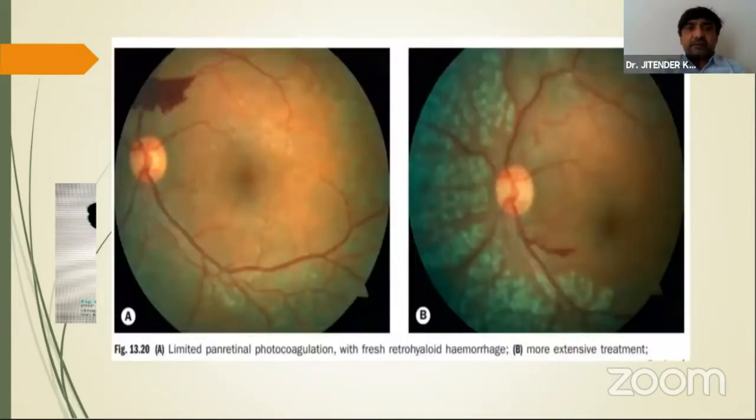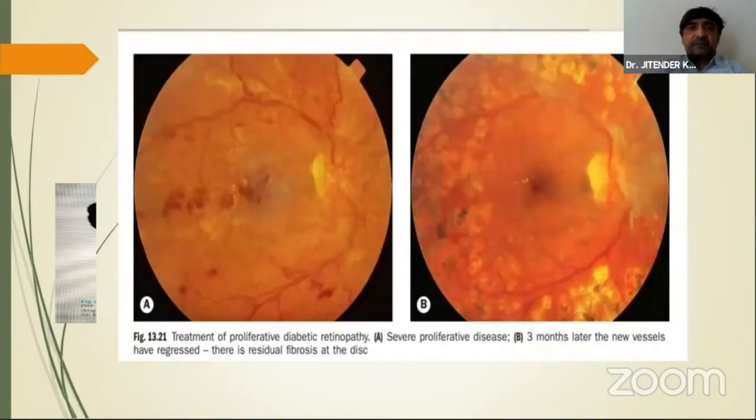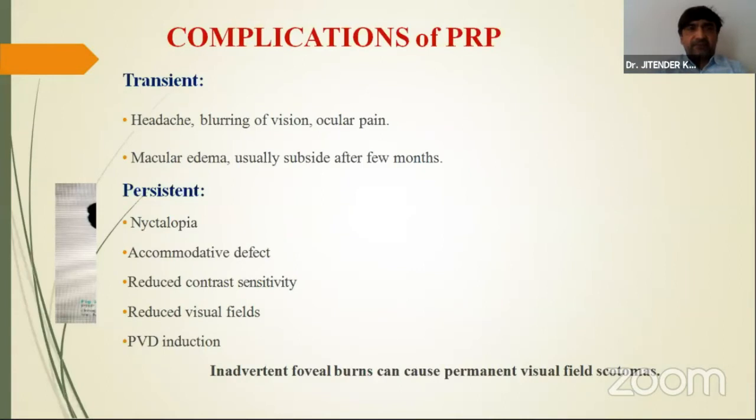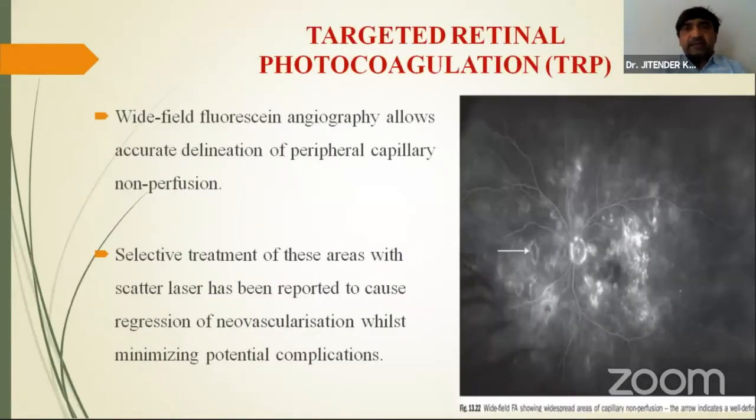These are pictures of limited PRP, and in the right picture, a more extensive treatment. This is pre-treatment, and after 3 months, the new vessels have decreased and there is residual fibrosis. These are the basic complications. Mainly, among the transient ones, we have macular edema, which usually subsides after a few months. The late ones are night blindness, reduced contrast, reduced visual fields, PVD induction, and inadvertent focal burns can cause permanent visual field defects. In targeted PRP, we can laser only the specific non-perfused area.